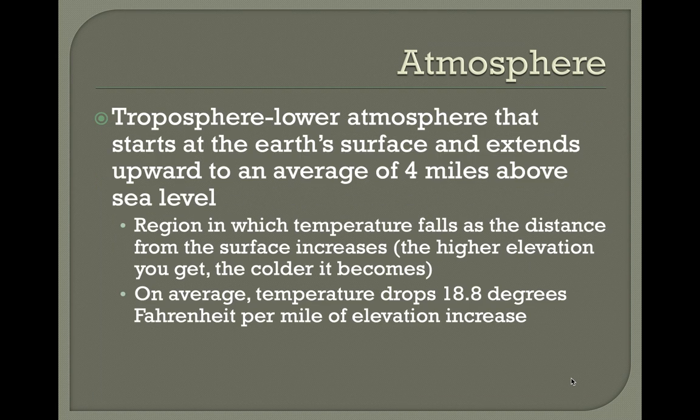The lower atmosphere is going to be what starts at the Earth's surface. This is what we walk in and dwell in every day. It's going to be an average of 4 miles above sea level, so this is going to be a fairly shallow layer of the atmosphere. And this is a region in which there's going to be a lot of temperature variation. The temperature is going to fall and get colder as you go higher up into the atmosphere.